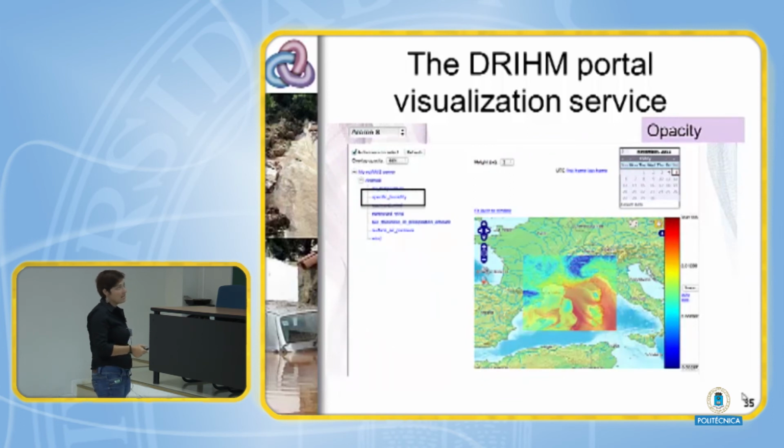I changed file, I changed model, Arome this time. I selected 66%, before it was 100%, and you can see the transparency of the picture mapped on the geographical map.